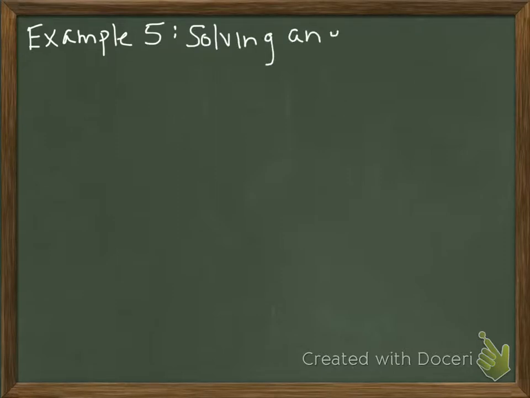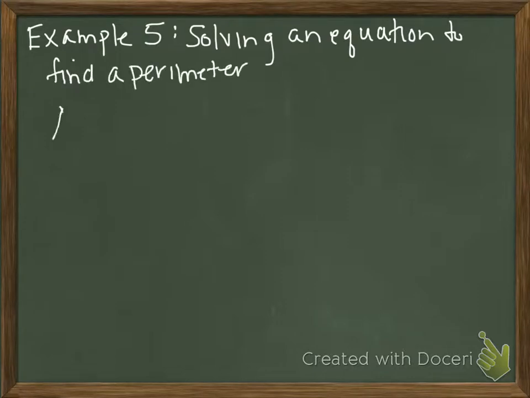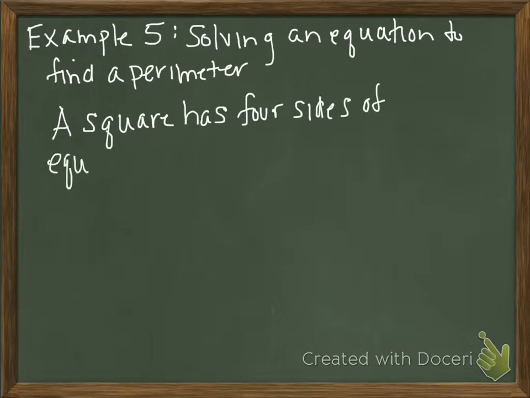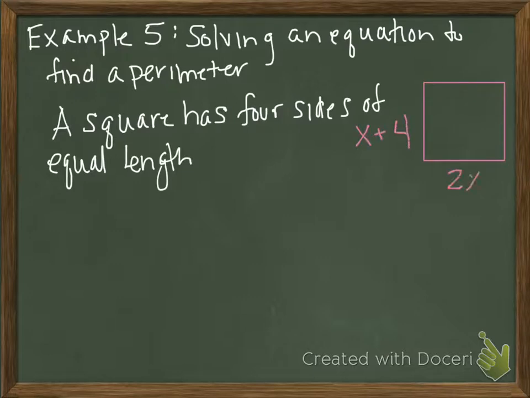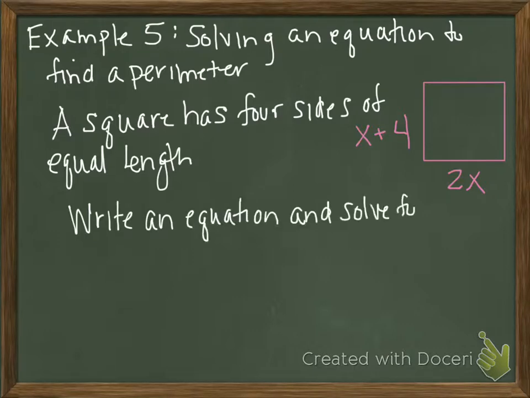We're going to do one more example. Example 5 is solving an equation to find a perimeter. So you guys know that perimeter means the distance around. So the perimeter of a square, you would add up all the sides, but you also know that a square has all equal sides. So if you have a square with x plus 4 as one side and 2x as the other side, we know that these two things must equal.